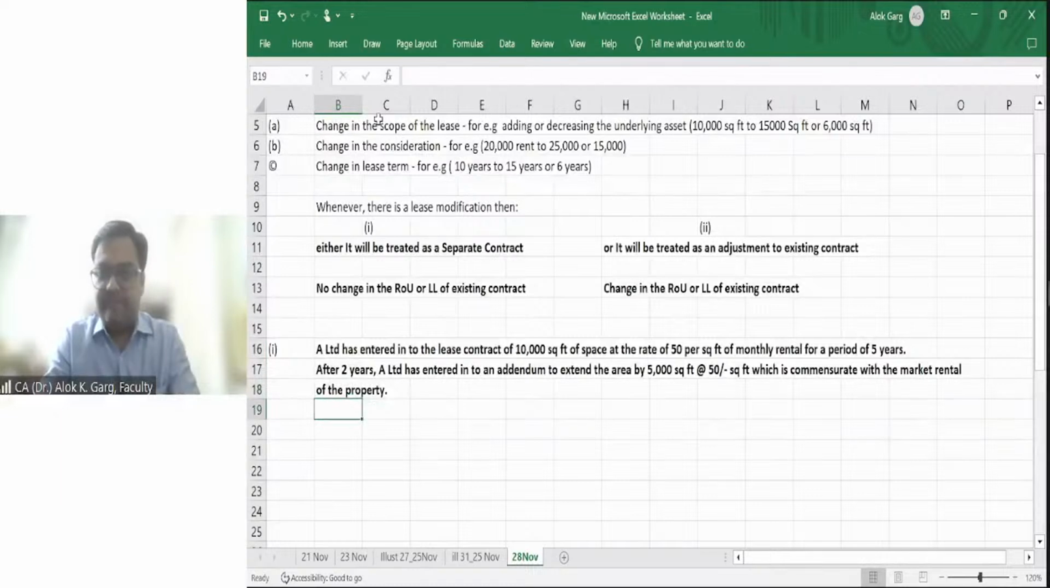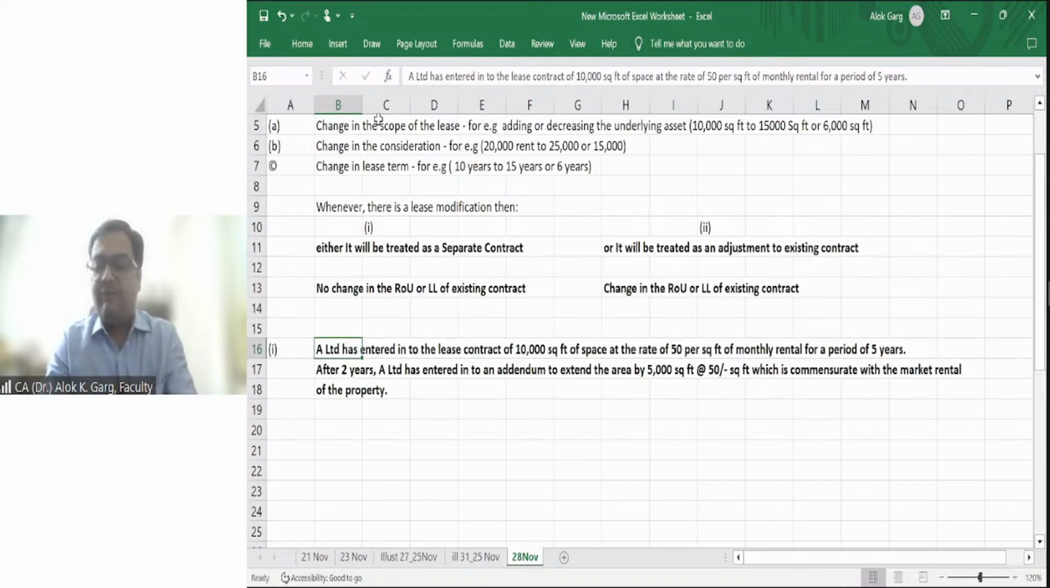Of course, what A Limited has done, A Limited has created a right of use asset and lease liability on the basis of 5 lakh rupees per month for a period of 5 years. A Limited is depreciating this right of use asset, and is also charging interest on lease liability and deducting by the lease rental. So this is how this ROU and lease liability accounting is happening.